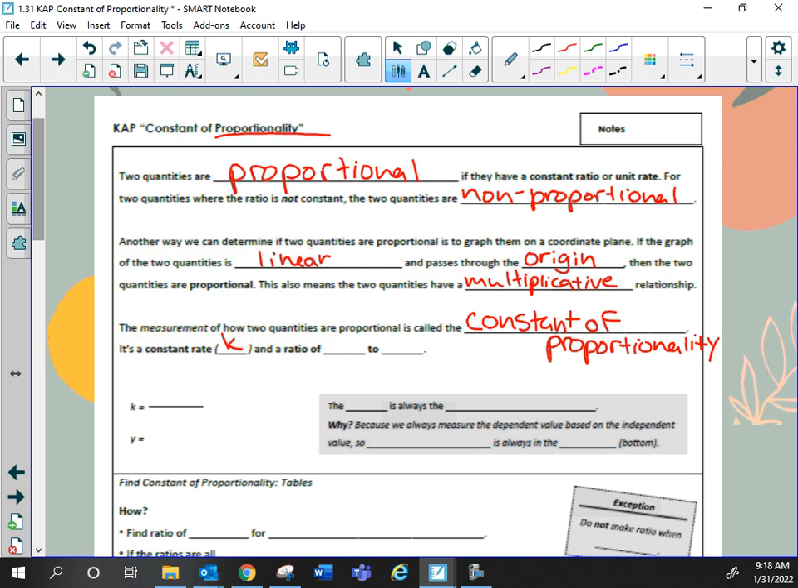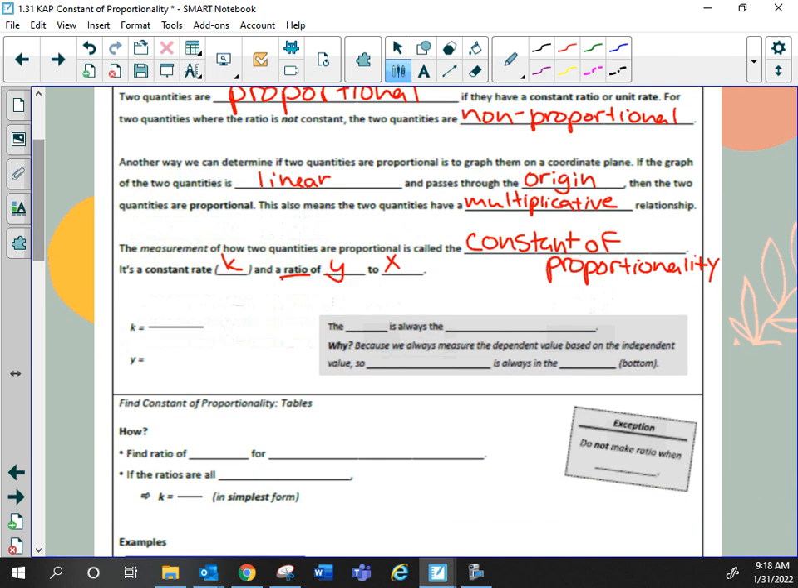When I talk about that constant of proportionality, the way that I calculate it is the ratio of y to x. Okay. Again, since it's a ratio, I can write it as a fraction. When I write it as a fraction, it's going to be y over x. And again, that is my multiplier. So when I plug that into my equation, I'm only looking at multiplicative relationships. So it would be in the form of y equals kx. It's not going to have anything to add on. It's just the multiplier.